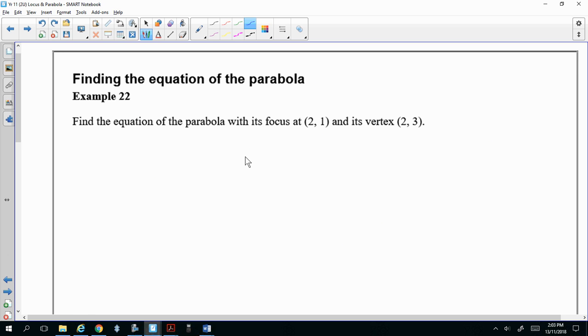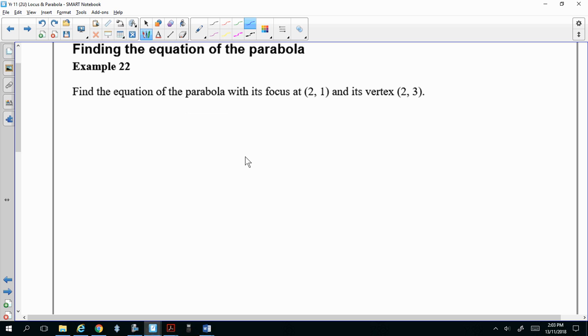Again, draw a diagram. Find the equation of the parabola with the focus (2, 1), vertex (2, 3). Okay, let's draw the x and y axis. (2, 1) is 2 across, 1 up. Make sure you label the coordinate. That's x, that's y. Now remember, it's a focus, not to get confused with the vertex. Let's call it S. And the other one is (2, 3).